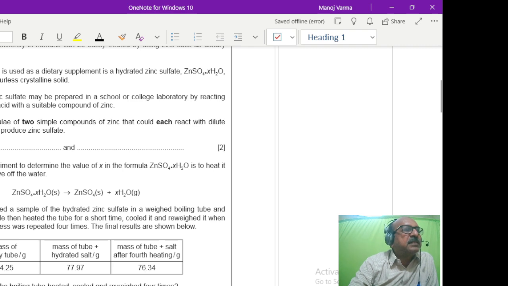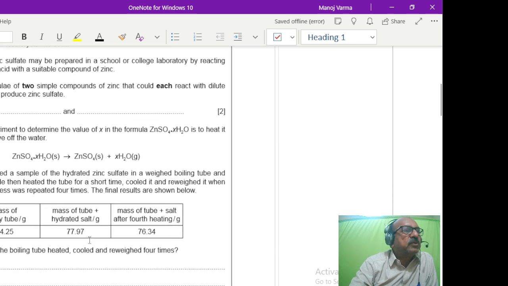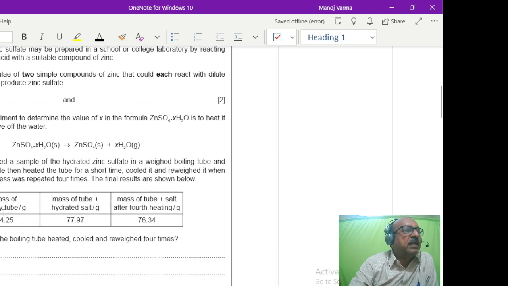A student placed a sample of the hydrated zinc sulfate in a weighed boiling tube and reweighed it. He then heated the tube for a short time, cooled it and reweighed it, and when cool, this process was repeated 4 times. The final results are shown below. So see what they found out. Mass of the empty tube in gram was 74.25. Mass of the tube plus hydrated salt was 77.97, and mass of the tube plus salt after fourth heating.